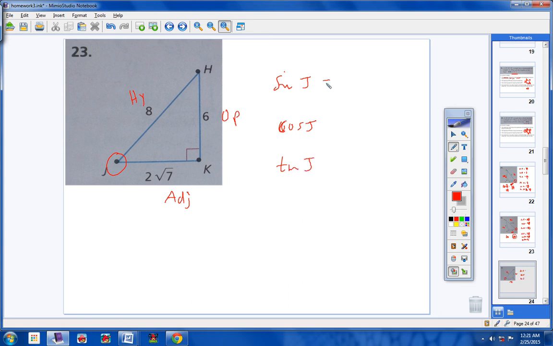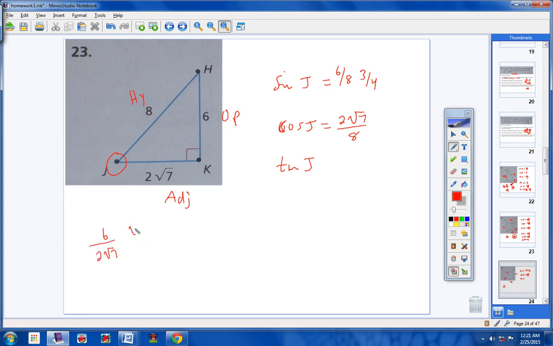So here we go. Sine is opposite over hypotenuse, 6 over 8, which reduces to 3/4. Okay. Cosine of J would be adjacent over hypotenuse, so 2 square root of 7 over 8. Tangent would be opposite over adjacent, so 6 over 2 square root of 7.